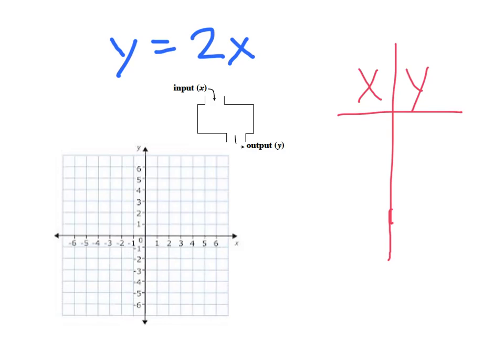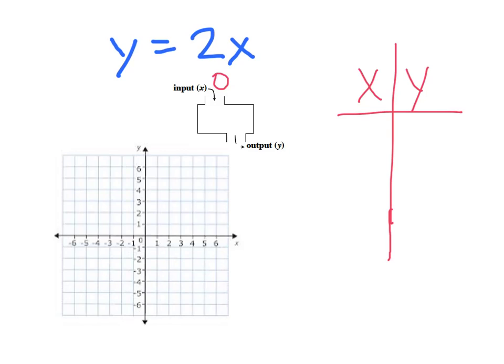Now notice I don't pick values like X equals 10. That would be far off my graph. I always pick values that are close to the origin, like 0 and 1 and 2, -1, -2. That makes it easier for us to graph. So let's try X equals 0.